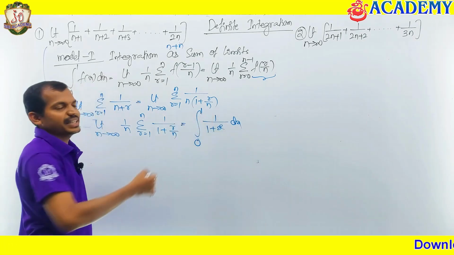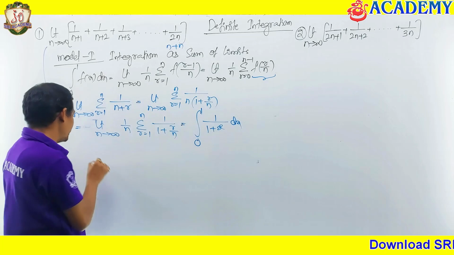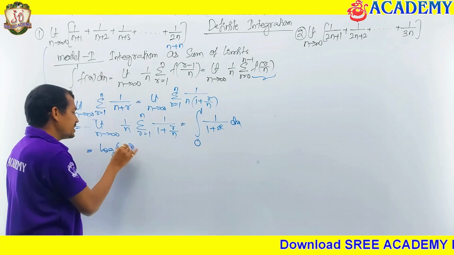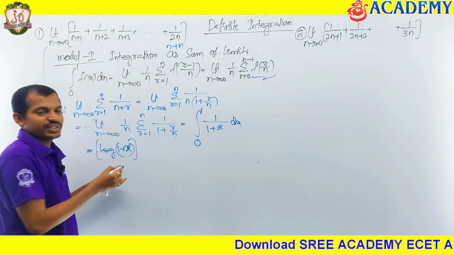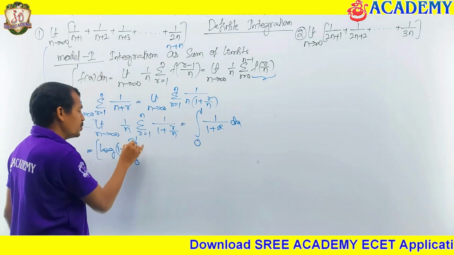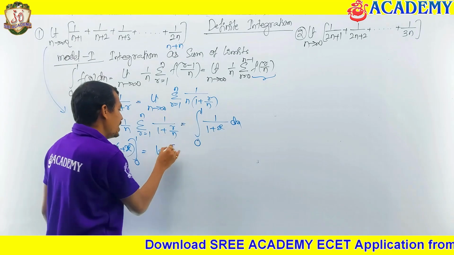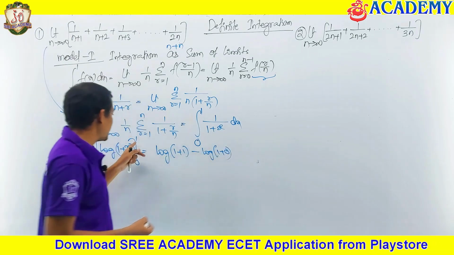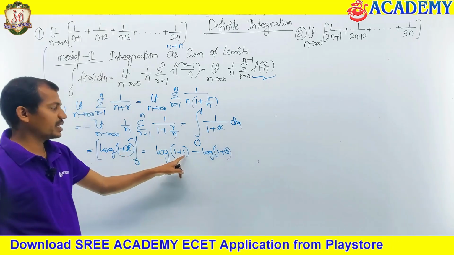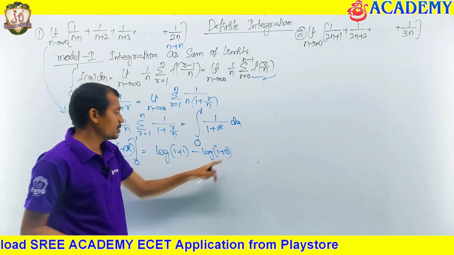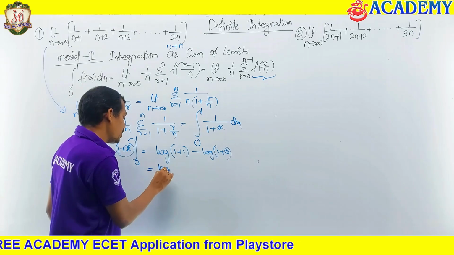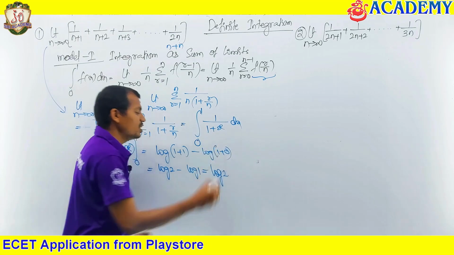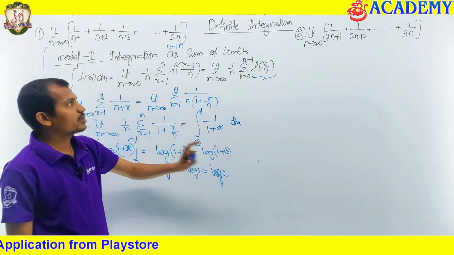Directly we have a formula: the integration of 1 by ax plus b is log of ax plus b by a. Here a is the constant, the coefficient of x, which is 1, from 0 to 1. If you substitute the limits, log of 1 plus 1 minus log of 1 plus 0: for the upper limit, in place of x we put 1, and for the lower limit, 0. Now it is log 2 minus log 1. Log 1 is always 0, so the answer is log 2.